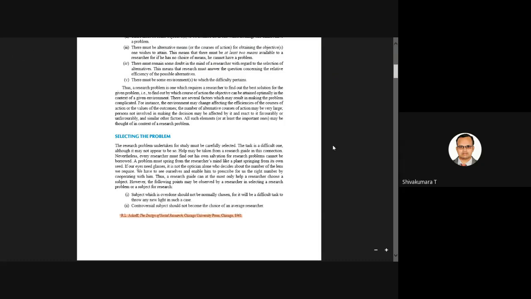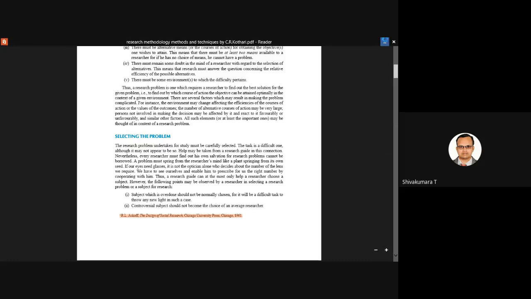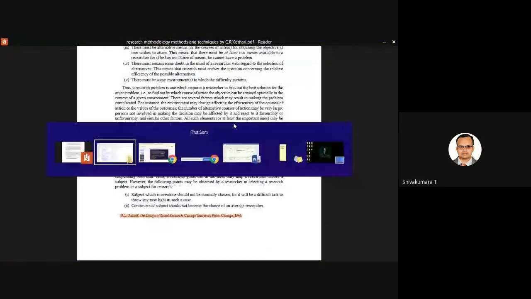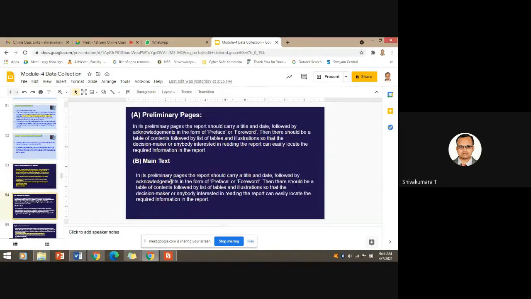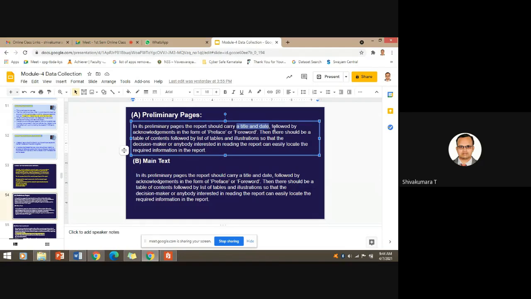Okay, understood? So we are discussing the preliminary pages, the main text, and the end matter. It is described in the form of statements here. The preliminary pages should carry a title and date of the publication, followed by acknowledgement, that is, thanks to the family, thanks to the friends, thanks to the teachers, and so on, in the form of a preface or foreword.